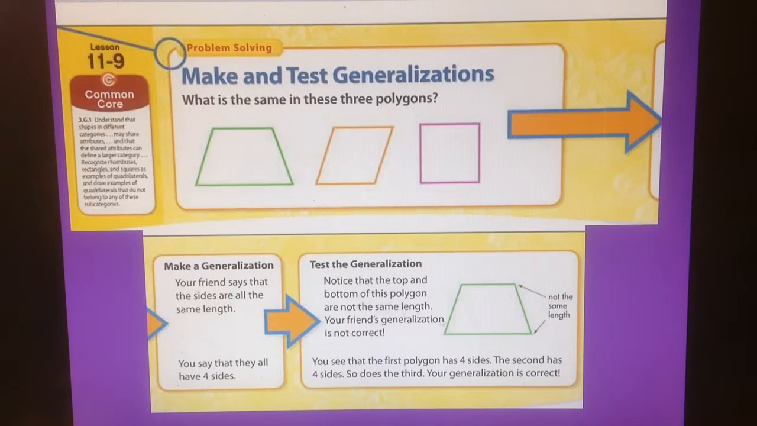Notice that the top and bottom of this polygon, the green one, are not the same length. Your friend's generalization is not correct. It is not true that all sides are the same length because it's not true for the trapezoid, the green one. Your generalization, you say they all have four sides. And if you look, the first polygon has four sides. I count four sides here. The second has four sides. I count four sides here. The third has four sides. So your generalization is correct because it's true for all of them.